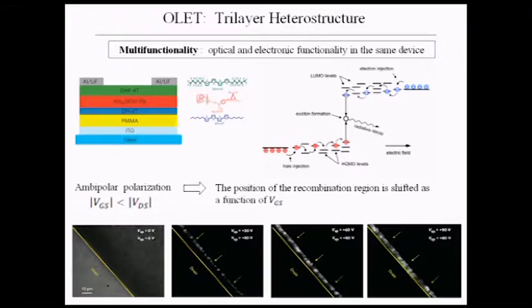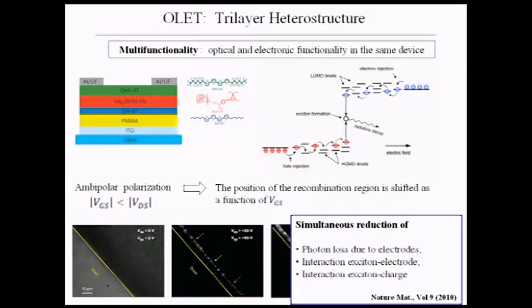Moreover, applying an ambipolar polarization, it's possible to shift the recombination region far away from the electrodes. So with this kind of architecture, it's possible to simultaneously reduce the photon losses due to electrodes, the exciton-charge interaction, and the exciton-electrode interaction.